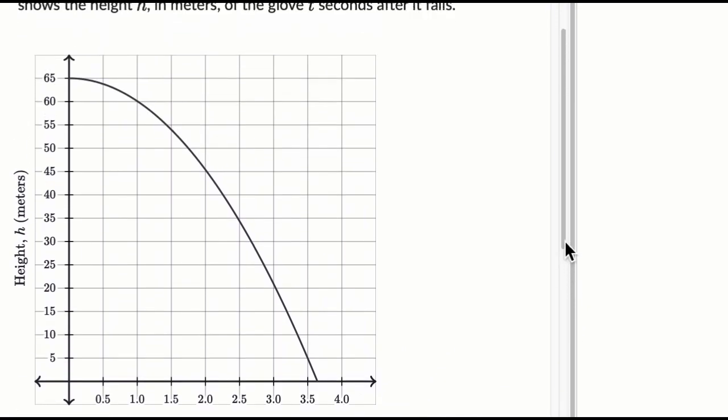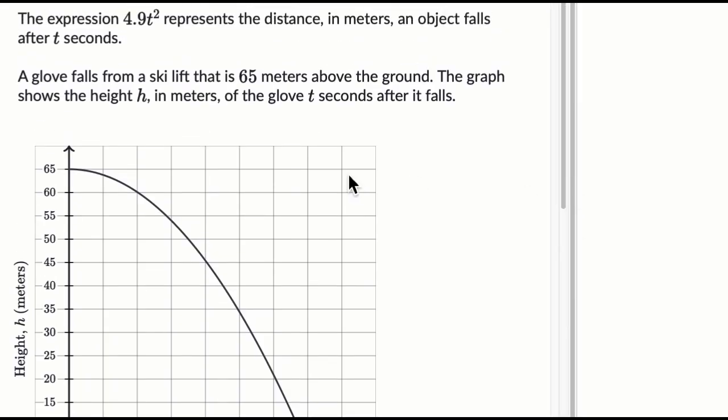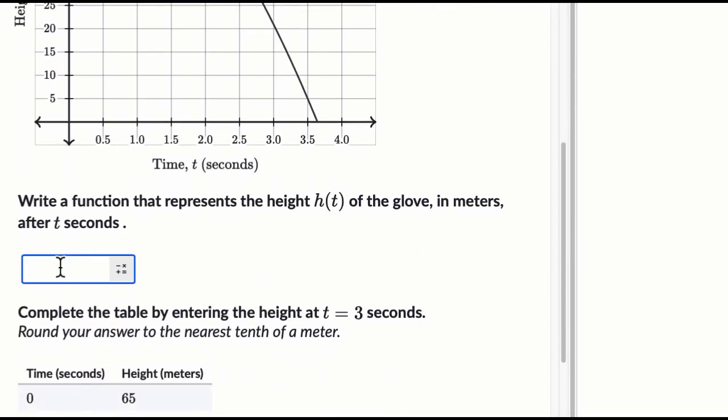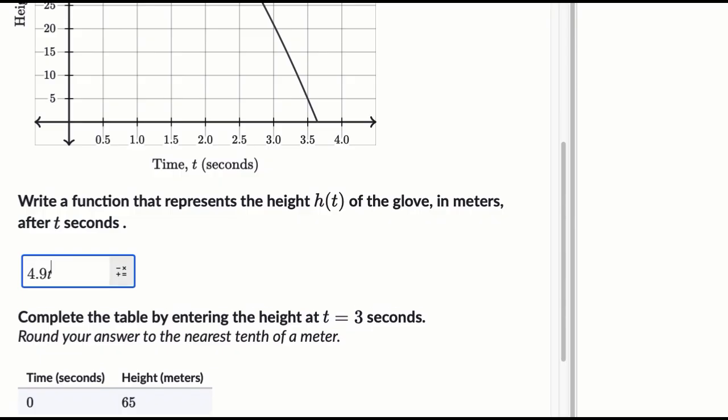Well, we know the distance it falls after t seconds. They tell us right there. The expression 4.9 t squared represents the distance in meters an object falls. So you might be tempted to say, okay, I'll just type in 4.9 t squared. But this would not be correct, because this is the distance that the object falls, not its height.